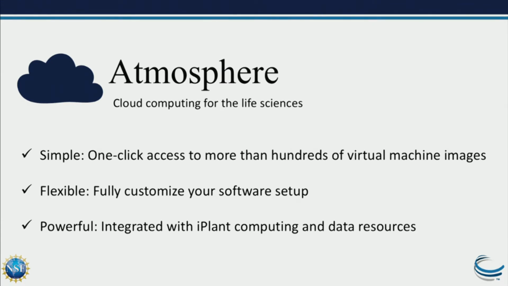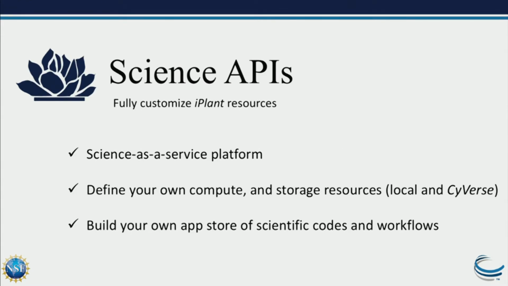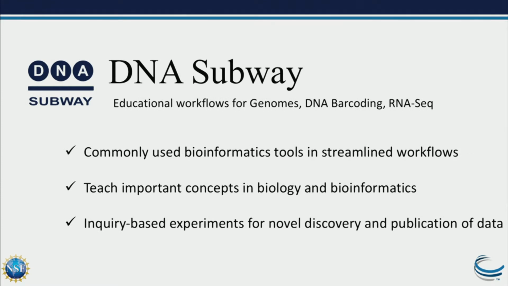Atmosphere is our cloud compute resource, and if you haven't used cloud computing, we'll introduce to you why it's a really tremendous resource for anyone doing computation. The science APIs are wonderful for folks who are developers and want to directly access various parts of the cyberinfrastructure at that level, and you can certainly develop programmatic resources using science APIs. DNA Subway is a platform for educators, so if you are interested in bringing bioinformatics into the classroom, DNA Subway has several what I would call classroom-friendly workflows for analyzing data and even developing research-based activities in the classroom.